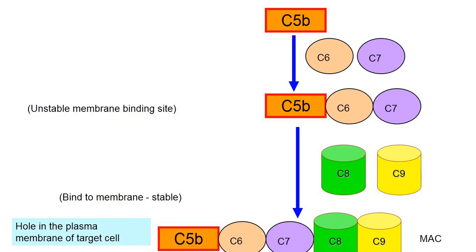This membrane attack complex is the one that acts like a drilling machine. It is going to drill a hole in the pathogen cell, and through that hole the cell will undergo lysis or breakdown.